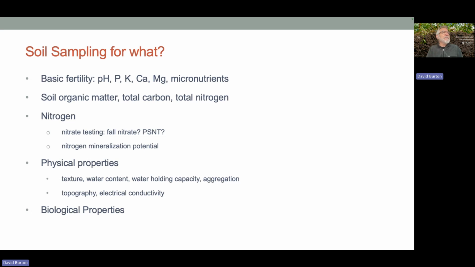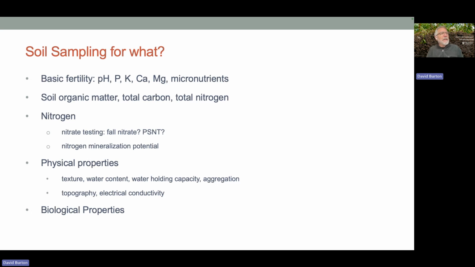support the PSNT test. We've been developing a nitrogen mineralization potential test that relies upon a soil sample taken in the fall. We do an analysis on the potentially mineralizable nitrogen, and we use that to predict how much nitrogen is going to be mineralized during the growing season.